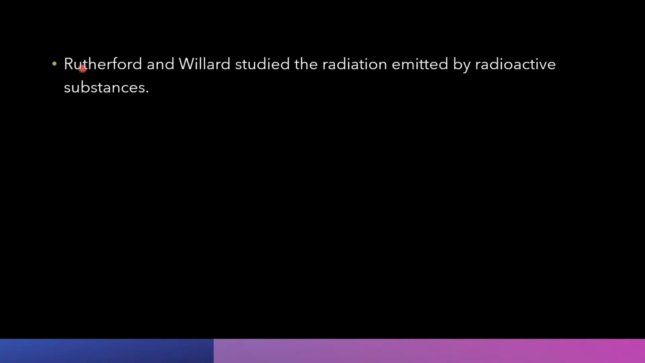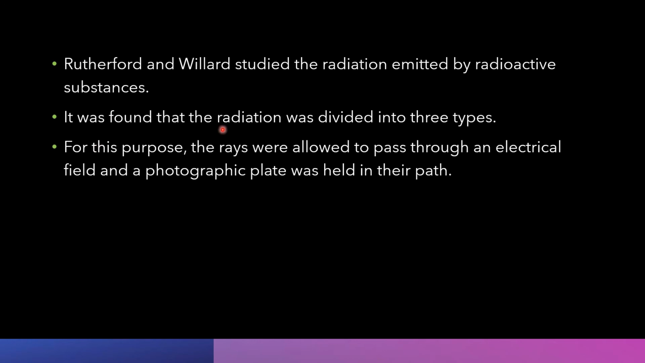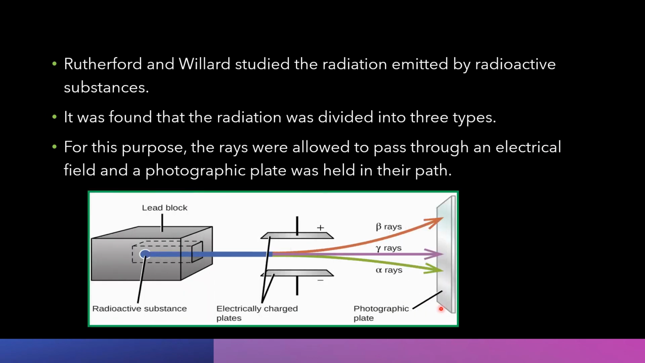The scientists Rutherford and Willard were studying the radiations emitted by radioactive substances. It was found that the radiation, as discussed, was divided into three types. So what they did, they allowed it to pass through an electrical field. That is, the electrical field contains positive and negative charge, and in the path of travel a photographic plate was held. So depending on the signature that is brought on the photographic plate, the rays were categorized.